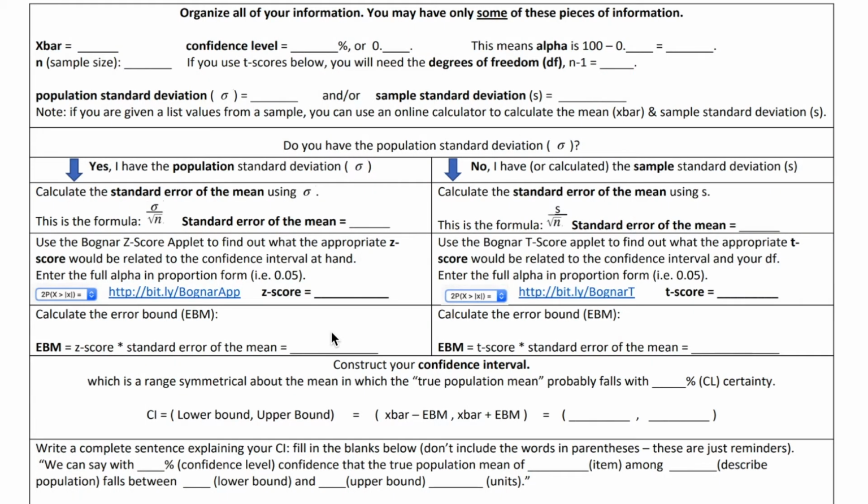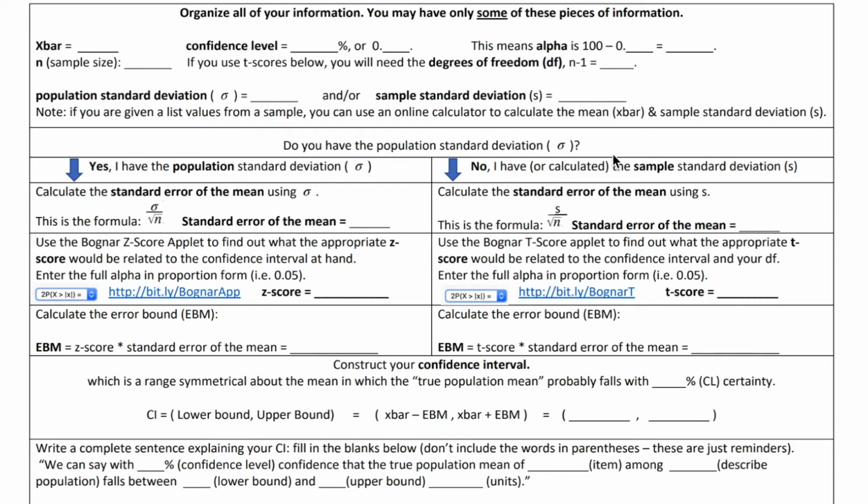In our course materials for this module, I've given you a chart that helps you organize all of the information for confidence interval problems, and then you follow through the flow chart. So you'll organize your information, your X bar, your confidence level as a percent and as a proportion. You identify your alpha, your population standard deviation if you're given it, and the sample standard deviation if you're given it. Sometimes you'll be given a list of values from a sample, and you can easily use an online calculator or a hand calculator to calculate the mean and sample standard deviation for the problem.